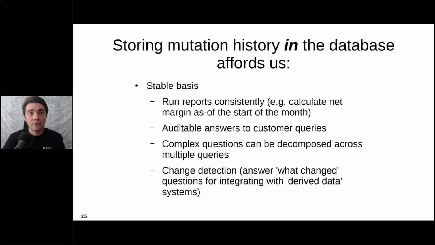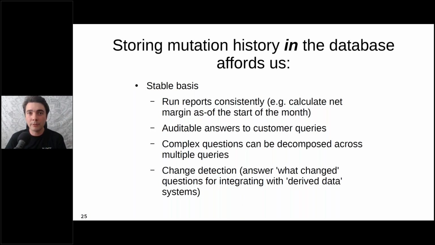But storing the mutation history like this is of course useful. Why is it useful? The language I like to use is basis. Having a stable basis where you can say when things changed allows you to do repeated queries and get consistent results. For instance, if you have financial reports, you can calculate the report and put it on someone's desk and have it be the same outcome.